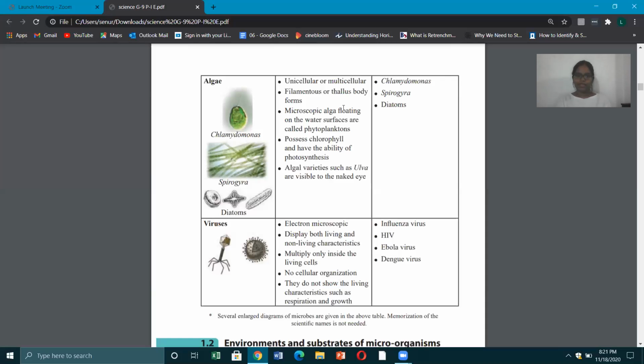Algal varieties such as ulva are visible to the naked eye, and one unique feature of algae is that some varieties, which they have given the example as ulva, are visible to the naked eye.